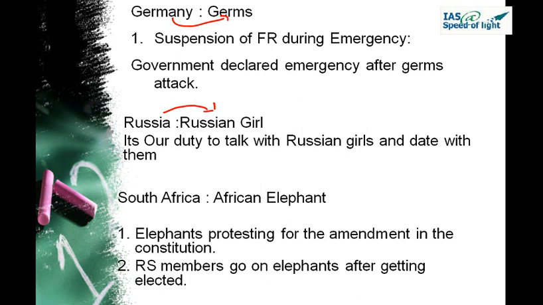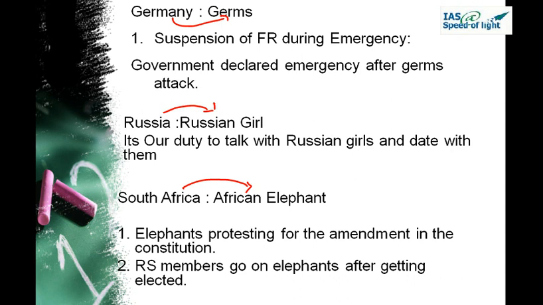Next country is South Africa, and for South Africa it is the African elephant. Our picture for South Africa is the African elephant. So picture an elephant protesting for the amendment of the constitution. The procedure for amendment of the constitution we have taken from South Africa. You can see hundreds of elephants gathered together in front of the Parliament and the President's house, demanding the amendment of the constitution.